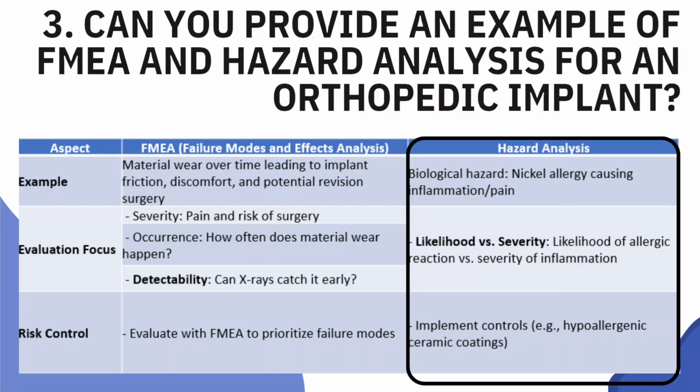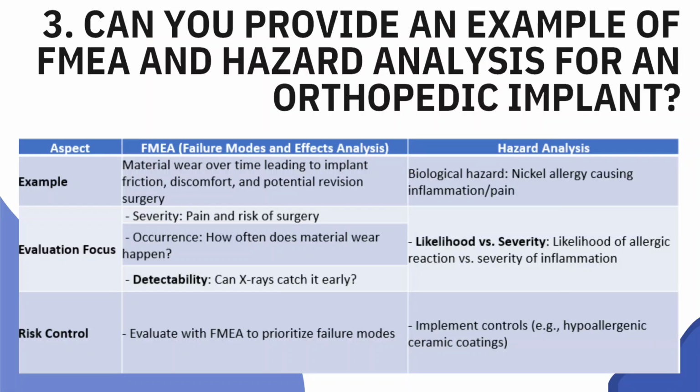Hazard analysis. Say the implant contains nickel. What if a patient has a nickel allergy? Even if the implant itself works perfectly, this biological hazard could trigger inflammation and pain. Here, we'd assess likelihood versus severity and implement controls like hypoallergenic ceramic coatings. See the difference? FMEA looks at what might break. Hazard analysis looks at everything that might go wrong.